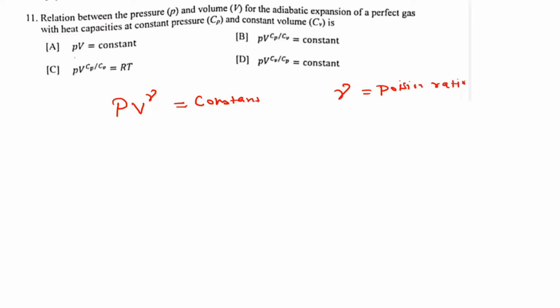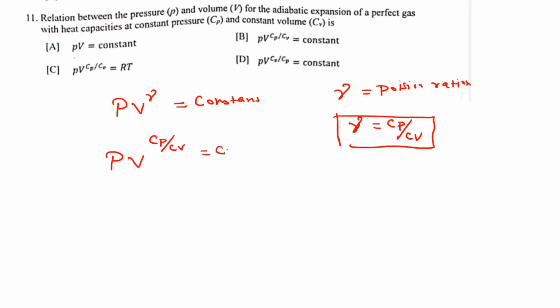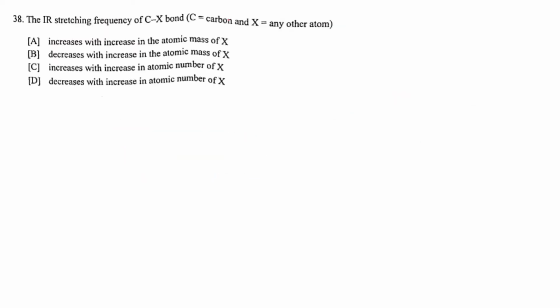How can I find out Poisson ratio? Gamma is equal to what? Gamma is equal to Cp by Cv, right? Now substitute the value to that equation, we get the correct answer, right? Then P, V, what is gamma? Cp by Cv, right? Cp by Cv is equal to constant. Therefore, what is the answer for this question? Option B is correct answer. Okay, very simple one. Next, good question.